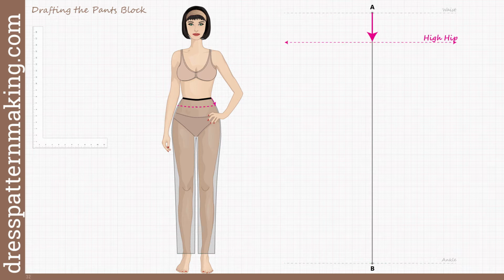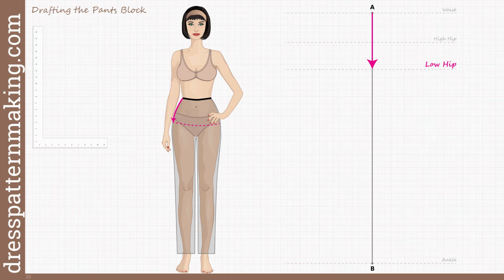Measure down from point A for your high hip placement, that's 4 or 5 inches depending on your height, and mark the high hip placement. Draw a guideline across the paper, make sure that it is at right angles to the vertical line. Using your waist to low hip measurement, measure down from point A and mark the low hip placement. Draw a guideline across the paper at right angles to the vertical line.